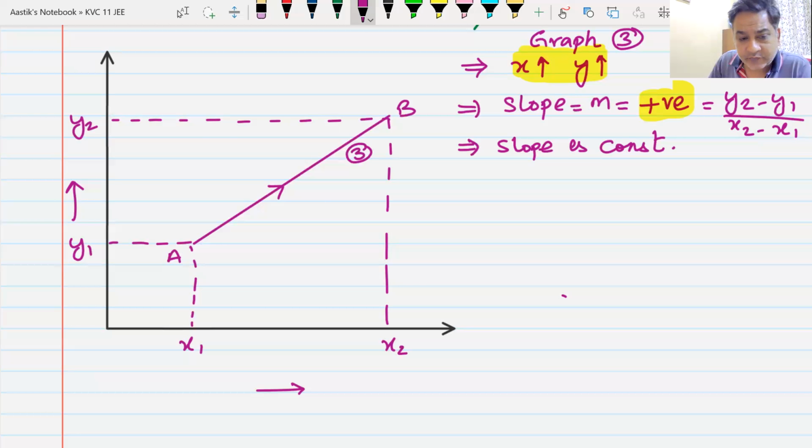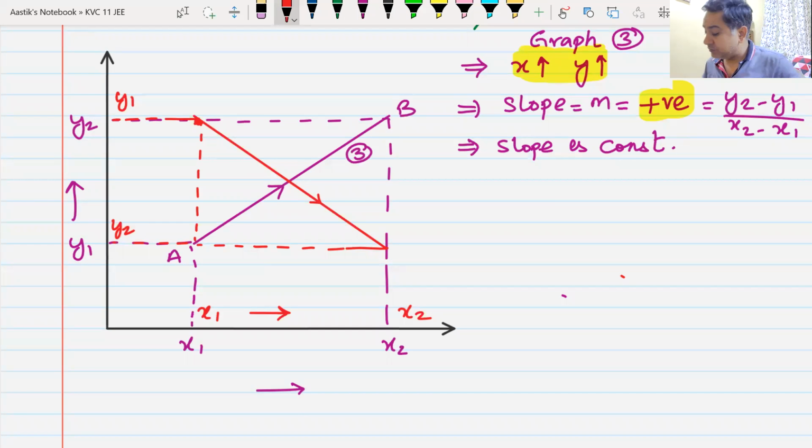Okay. That makes us move to graph number 4, and I hope you see graph number 4. Now something has changed in graph number 4. When I see x increasing, the value of y decreases. Yes or no? So what all things can you say about graph number 4?